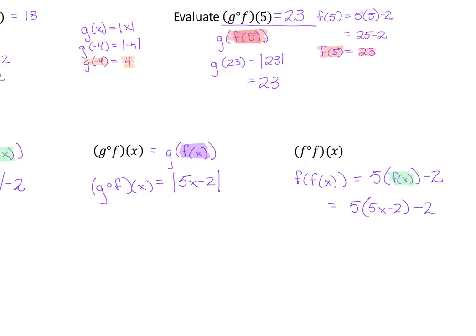We should go ahead and simplify this. In order to simplify this, we're just going to use all of our regular techniques. We want to start by distributing. If we distribute, we get 25x minus 10 minus 2. And when we combine like terms, we get 25x minus 12.